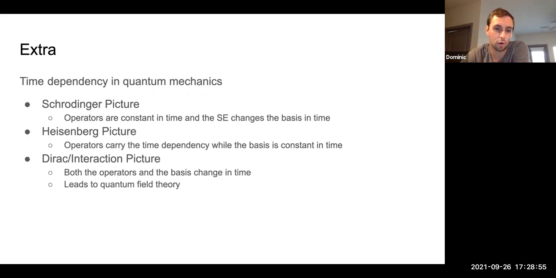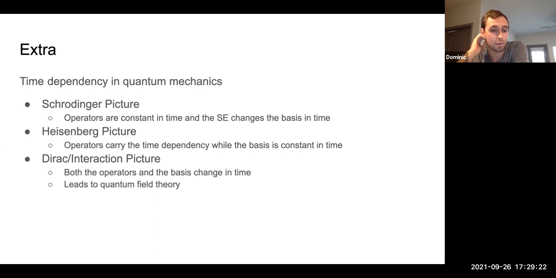The first is the Schrodinger picture, which is the normal Schrodinger equation, what most people are used to seeing, where your operators, like your Hamiltonian and everything, are all constant in time. Then the Schrodinger equation will change the state in time, so all your psis will be psi of t.